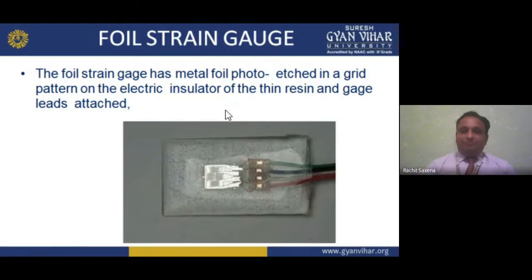Of the thin resin and gauge leads attached. Thin resin is there and the gauge leads are attached. Which type of leads? Gauge leads attached. So it is looking like this. See, the film is there and the insulating material is there, and the attached leads are there. I hope you understand.